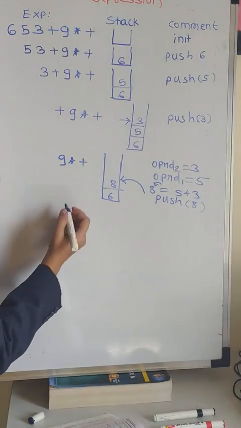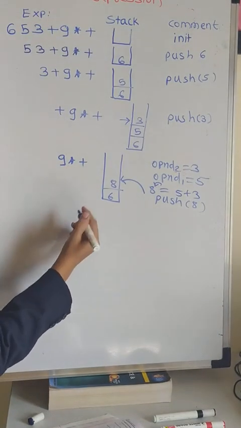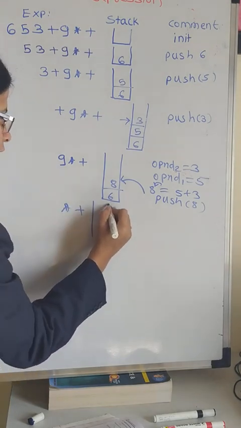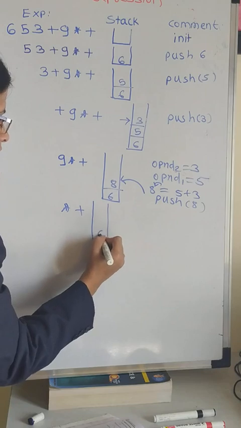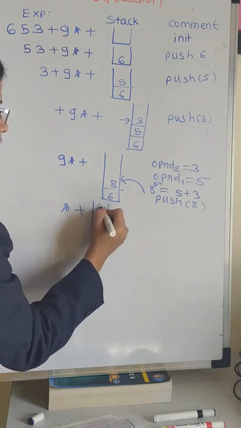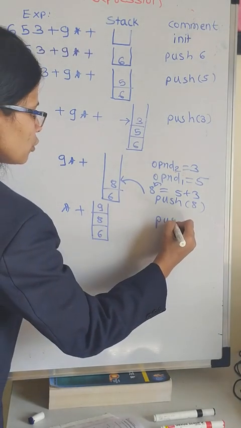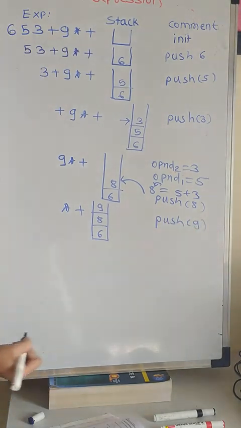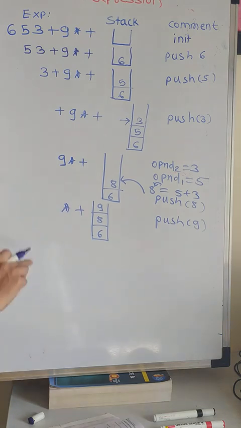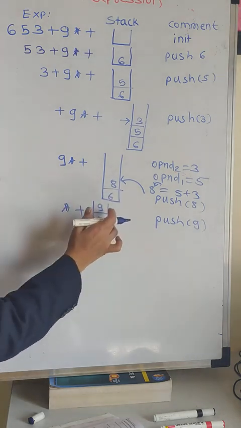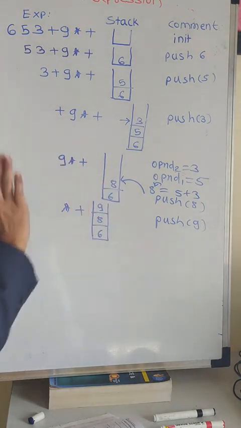Okay, then again 9, multiplication, plus. So write here multiplication and plus, and the content of your stack is now 6, 8, and on the top of the stack here will be the 9. So here write just push 9. What you have done? Push 9. After that there is a multiplication. So if there is an operator, then pop these 2, multiply these 2, and again insert on the stack.